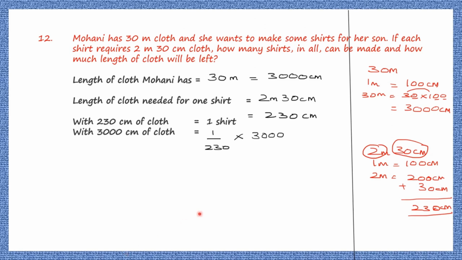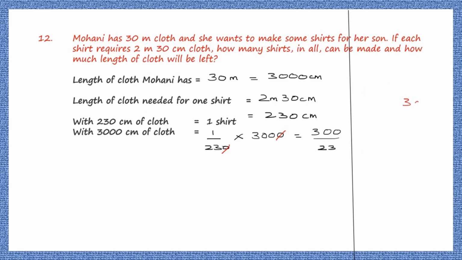Now where did we get all this? 230 is 230 centimeters for one shirt. Now 3000 is 3000 centimeters of cloth that Mohani had in the beginning. So now we have to do this calculation. Let's cancel what we can. I can cancel this 0 and this 0. So now we have 1 into 300. The numerator 1 into 300 is 300 and in the denominator we have 23. So now we have to divide 300 by 23. So let's do that. 300 divided by 23.